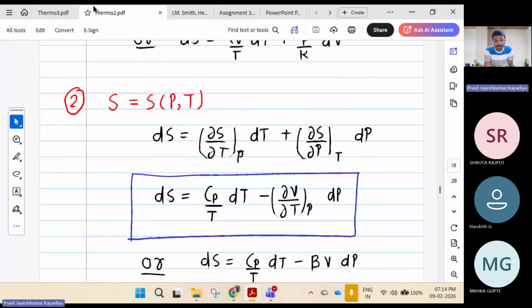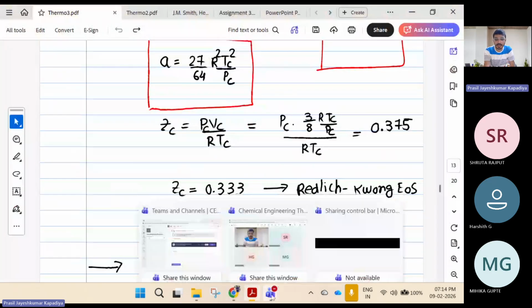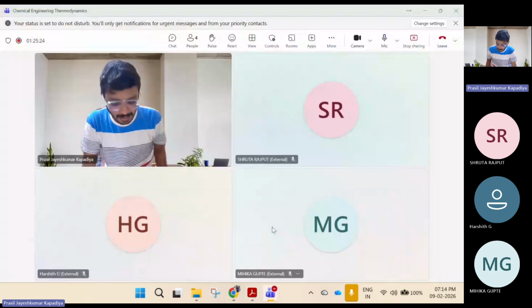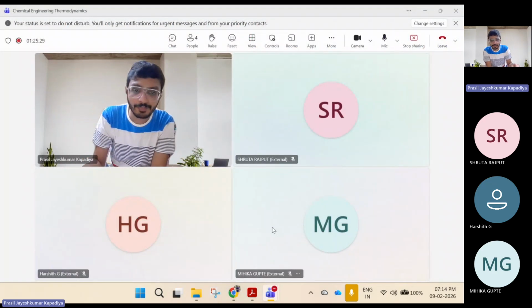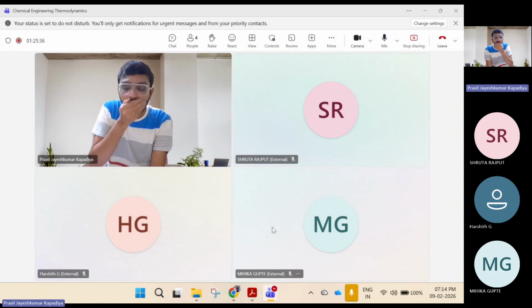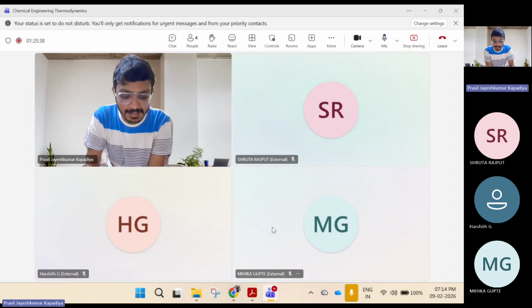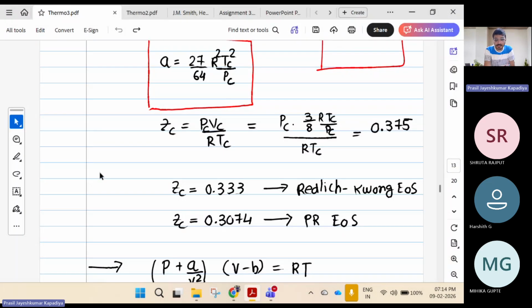Whereas from the van der Waals equation of state, we are obtaining that ZC is equal to 0.375. So are we able to capture the correct behavior? Can anyone tell me, Mihika? Did we capture the correct behavior of gas by the van der Waals equation of state? We can see, no, we did not achieve it, because ZC has significant deviations from the actual values of ZC that it should have.